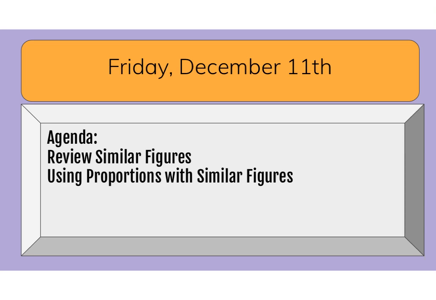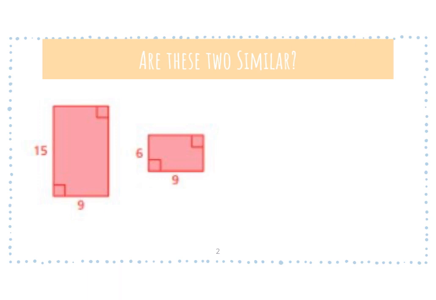So tools that you're going to need today are going to be a calculator, math notebook, so you can take some notes or write out some proportions and solve for missing sides, and then of course your Chromebook. Okay, so let's start off with this question.